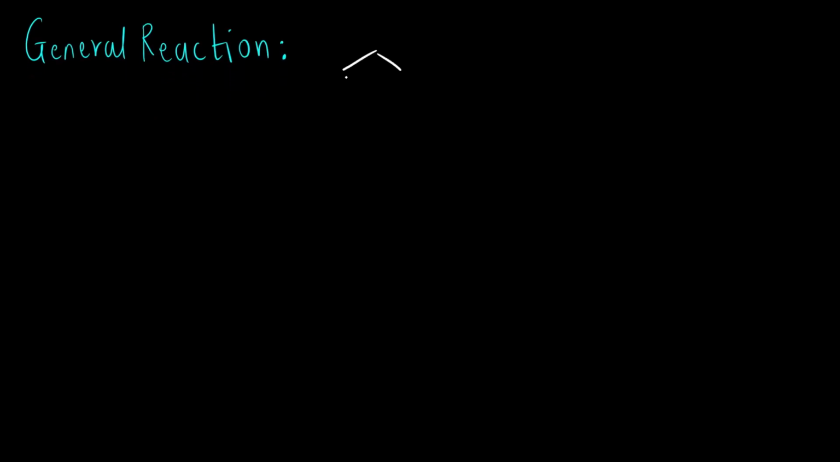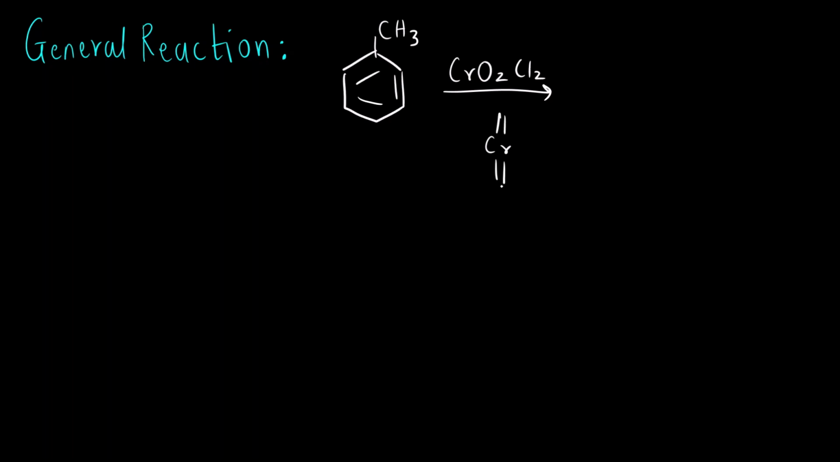The general reaction we saw just now, the reactant is what? Toluene, and it reacts with chromyl chloride, CrO2Cl2. What is the structure of this? Chromium forming 6 bonds: 2 double bonds with oxygen and 1 single bond each with chlorine. And what we get is a benzene ring with an aldehyde group, that is nothing but benzaldehyde.